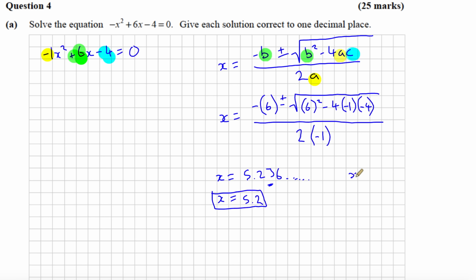And the other solution, when you use the other sign, is 0.763, and on it goes. And we're going to round that to one decimal place, which means we look at the 6, the second digit after the decimal, but that knocks the 7 up to an 8. So it's 0.8 to one decimal place, and that's our second solution. So there's the two answers to one decimal place.